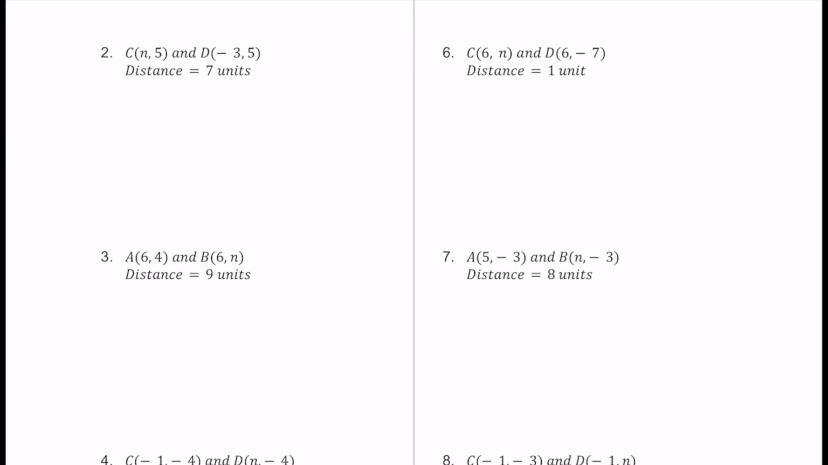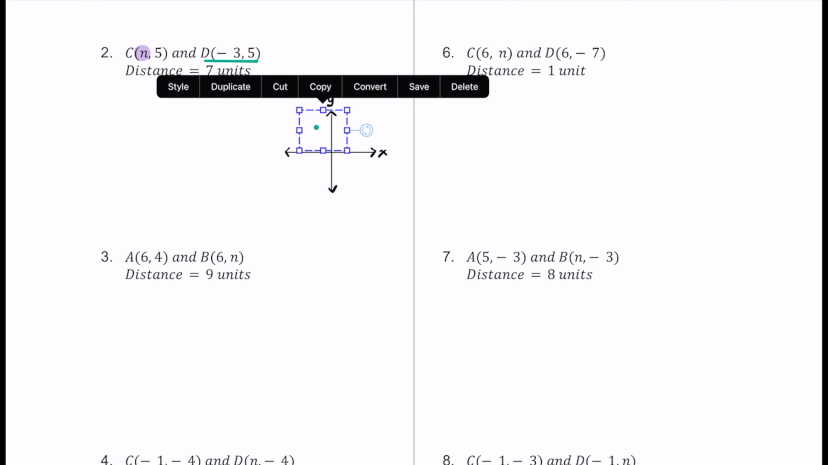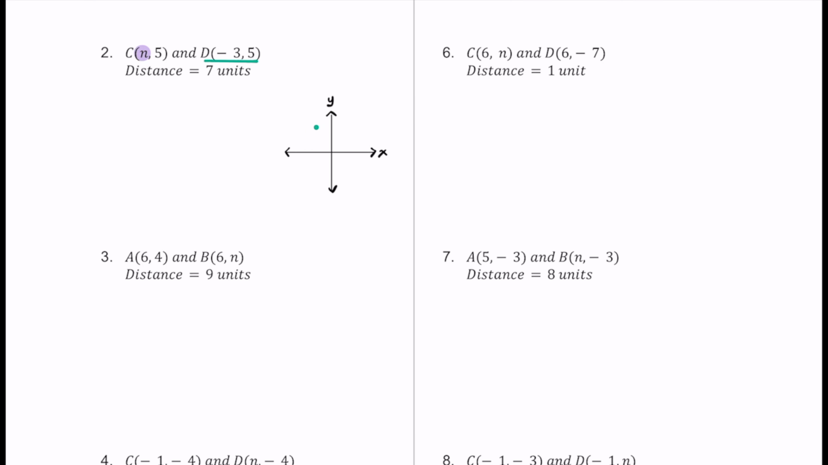For number 2, we have point C, which is going to be located at (n, 5). So we're looking for the x coordinate this time. And we have point D, which is located at (-3, 5). We know both coordinates of point D, so we can start by plotting that one first. So point D is going to be located at (-3, 5), so 3 to the left, and then maybe 5 units up, something like this. And that's where we're going to start off by plotting point D.